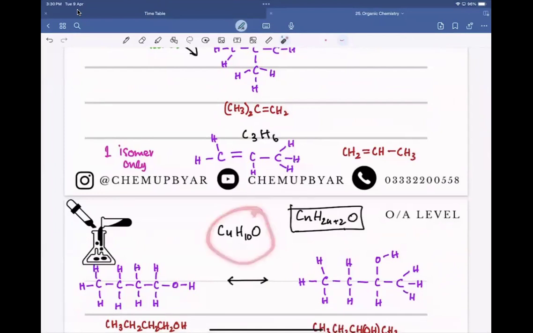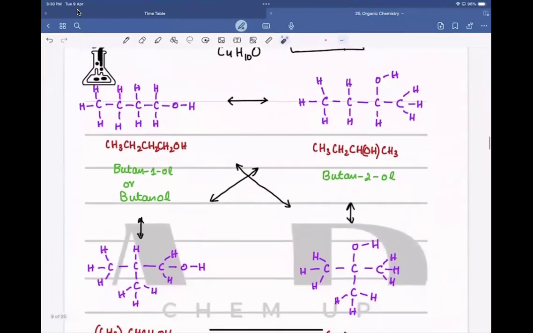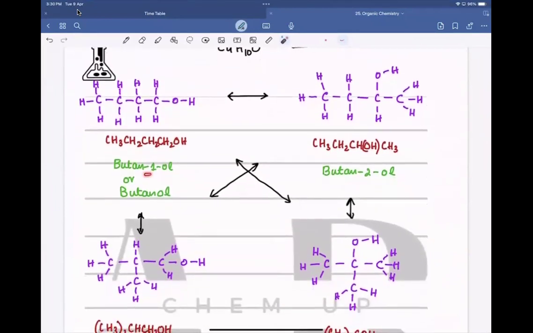Now, C4H10O, it's an alcohol. So see, as I have told you when we were doing initially, keep the functional group on the first carbon. That's what we call butane-1-ol. The 'ol' is referring to OH, and the 1 before 'ol' means that OH is on carbon 1. Is this clear? And we write butanol as well. So whether I write butanol or butane-1-ol, both mean the same thing. Is this clear?